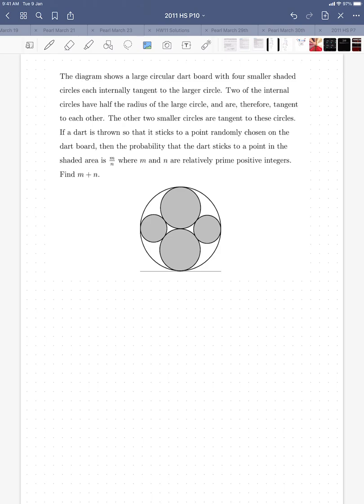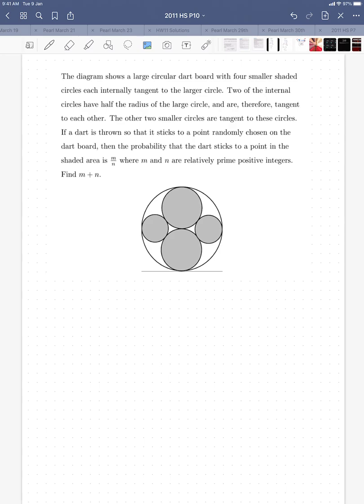Okay, so here's a good problem about some geometric probability. We have a large circular dartboard, 4 smaller shaded circles inside of it as follows. 2 of the internal ones have half the radius of the large circle, so those are the medium ones. Let's say the large circle has a radius of 1, shall we?